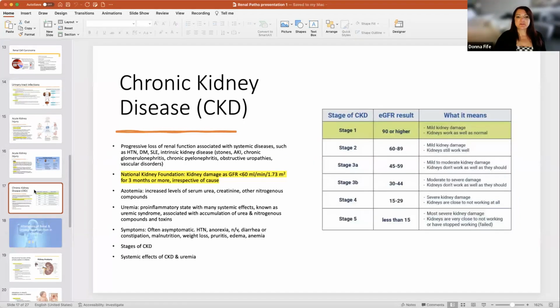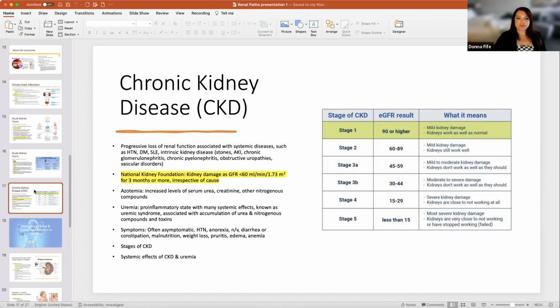Chronic kidney disease. This is the progressive loss of renal function and is associated with systemic diseases such as hypertension, diabetes, lupus, intrinsic kidney disease such as stones, acute kidney injury, chronic glomerulonephritis, chronic pyelonephritis, obstructive uropathies, and vascular disorders. The National Kidney Foundation considers kidney damage as GFR less than 60 for 3 months or more, irrespective of the cause. Patient may have azotemia, which is increased levels of serum urea, creatinine, or other nitrogenous compounds.